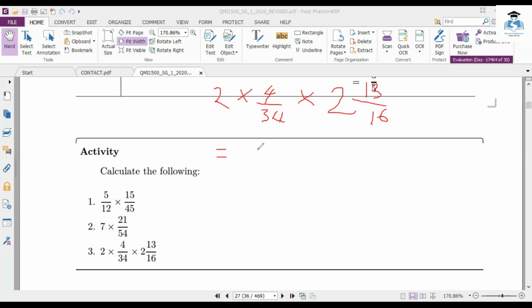The first number which is similar to 2 over 1, then we say times 4 over 34. Then on the 16, the whole number, 13 over 16, we will first multiply 16 by 2, which is 32. Then we add the number 13, which is going to be 45 over 16.